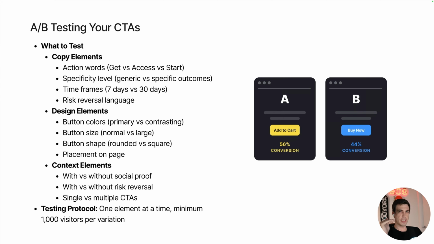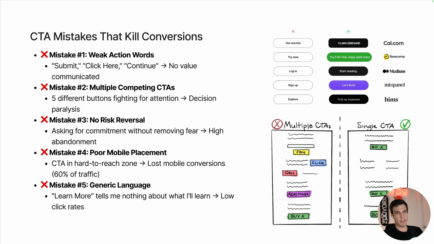One key thing to keep in mind when testing is you only really want to be testing one element at a time. You're going to have your control and then your variation. Having 1,000 visitors per variation is going to be a good minimum number to test to ensure that you're getting accurate results.